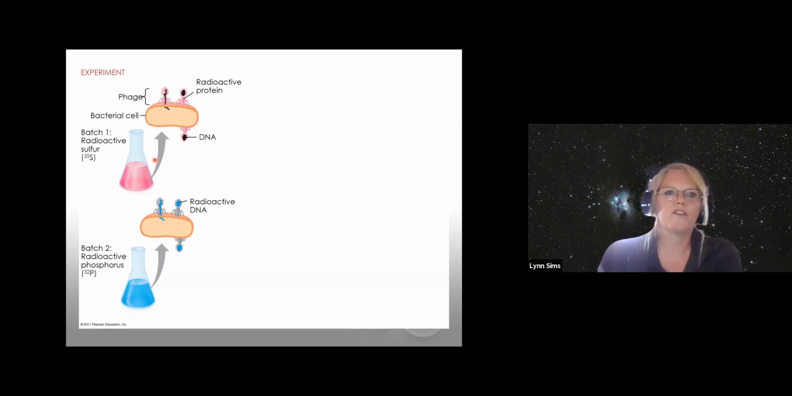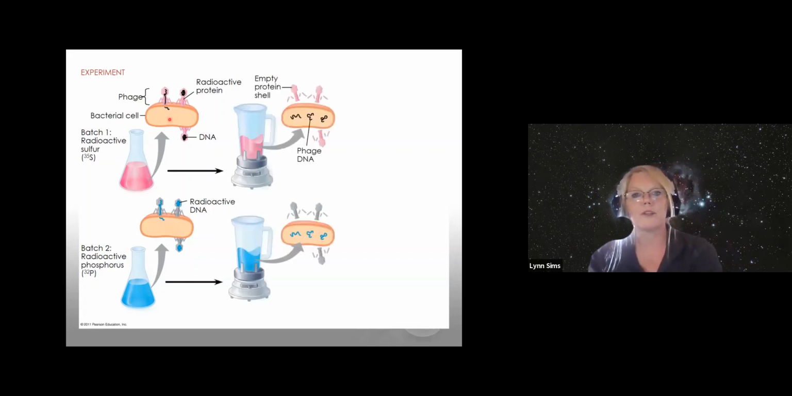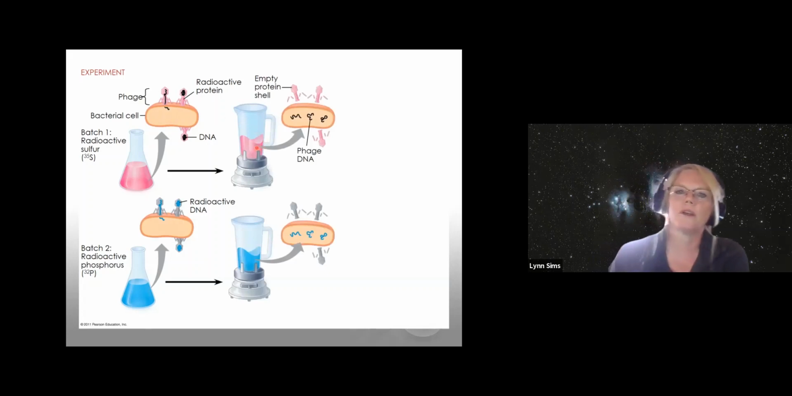So we have these phages, and inside here we have bacteria that are being infected with phages. And again, the phages are going to inject their genome into the bacteria, and they're basically going to transform that bacteria. In this case, these phages are labeled with radioactive protein. These phages are labeled with radioactive DNA, or radioactive phosphorus. So here the DNA is going to be labeled, here the protein is being labeled. If we look at the next step, here it just shows a blender, they're basically going to break open the cells.